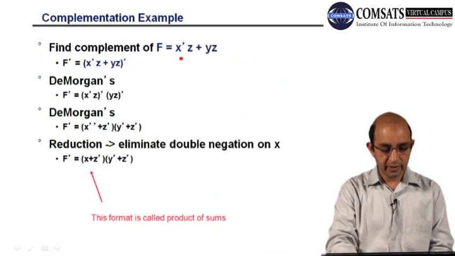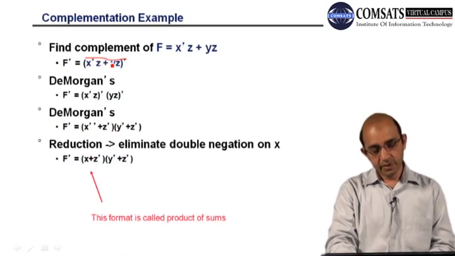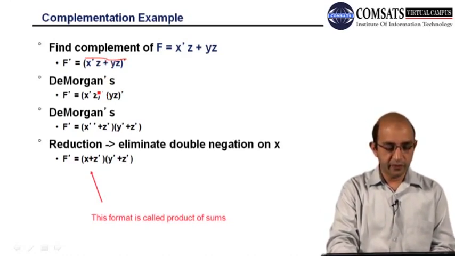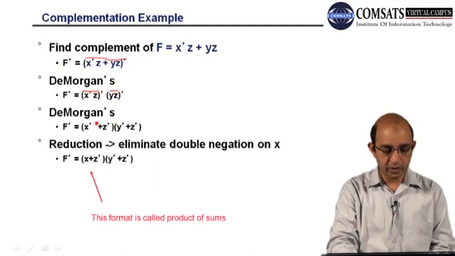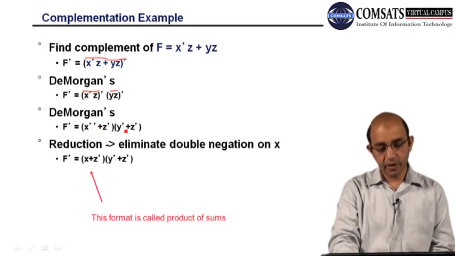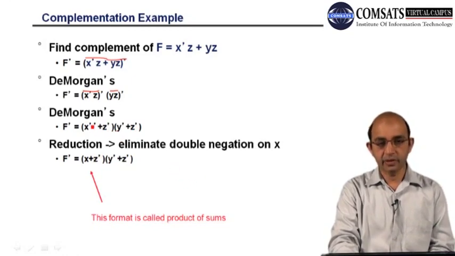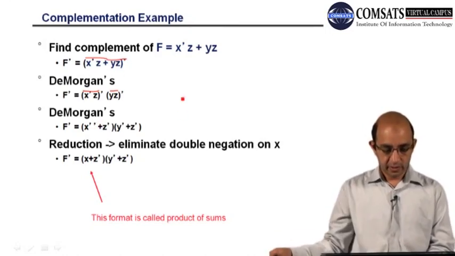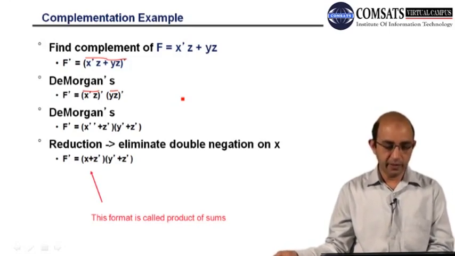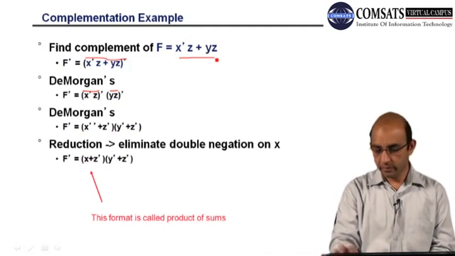So here, if you want to complement x bar z plus y z bar, we will be having the complement. You can use De Morgan's law: break the line, change the sign. So we have used De Morgan's law, right? Again, we will be having complement, and then we can use De Morgan's law again. So x double bar plus z bar, y bar plus z bar, right? And then the double negation, or the double complement, will cancel out, right? So you can have x plus z bar, y bar plus z bar. So this is the complemented function of this, right?